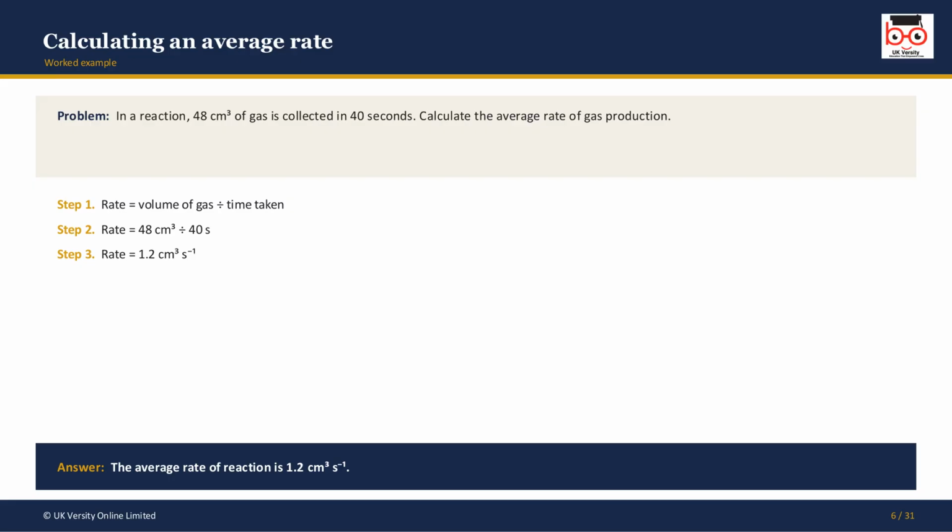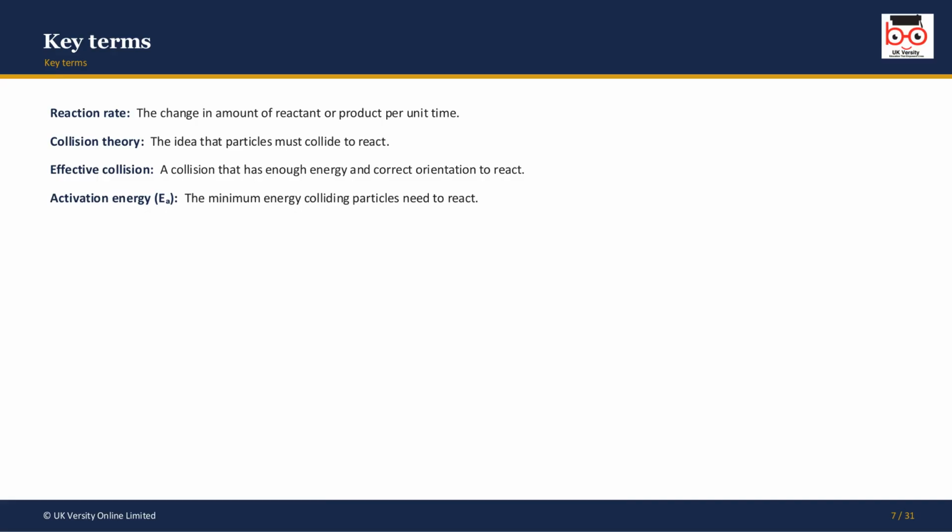Let's do a quick calculation. Say 48 cubic centimeters of gas is collected in 40 seconds, and we want the average rate. Rate is just the volume of gas divided by the time, so that's 48 divided by 40, which comes to 1.2 cubic centimeters per second. Nice and straightforward.